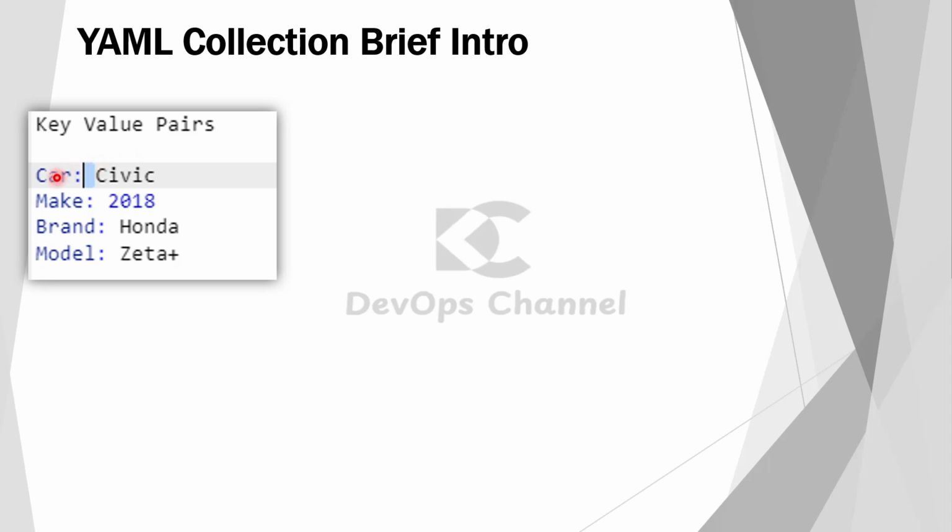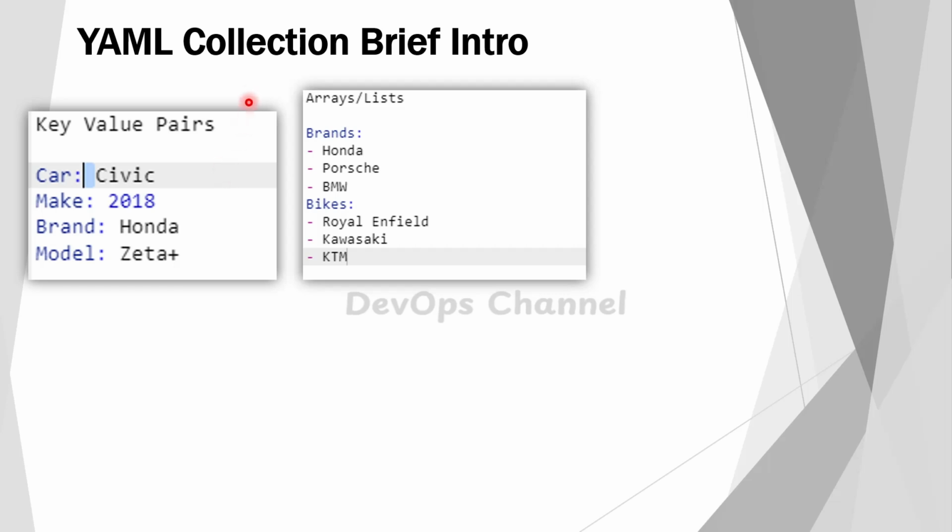Now there is a key, and we have assigned it a value with a colon and then a space. Similarly, there is another key called make, then colon, space, 2018. Same with brand, colon, space, Honda. That's called the key value pair type of collection, which is mapping. These are basic building blocks used with dictionaries and lists.